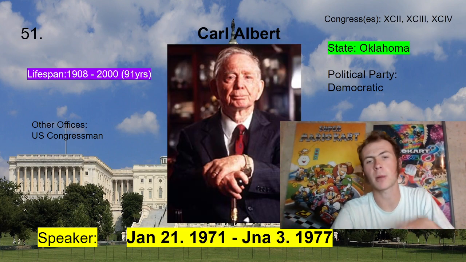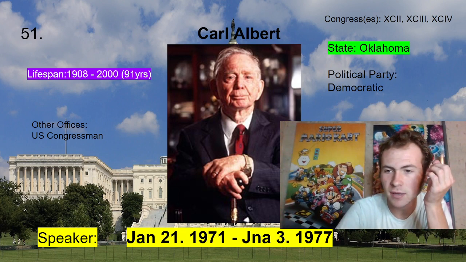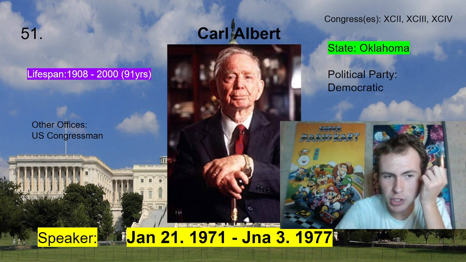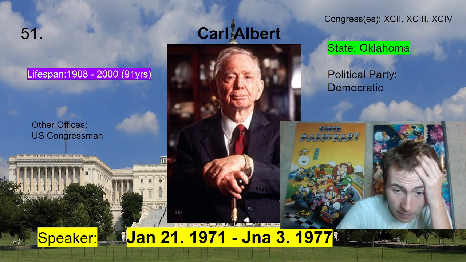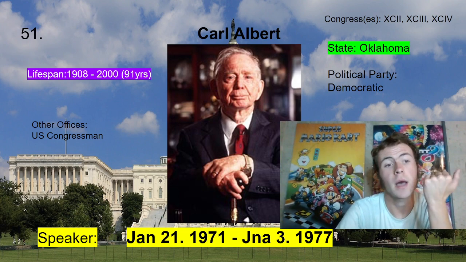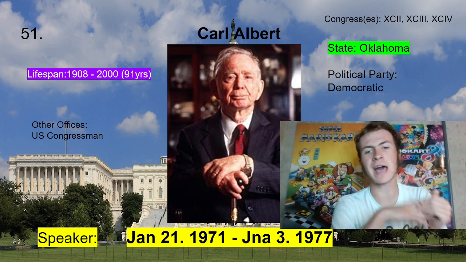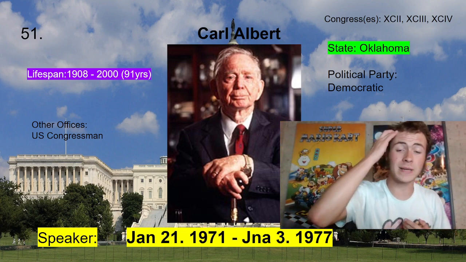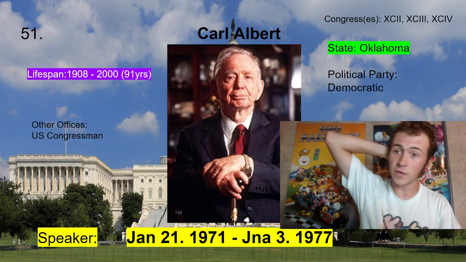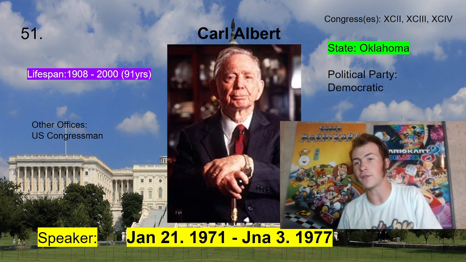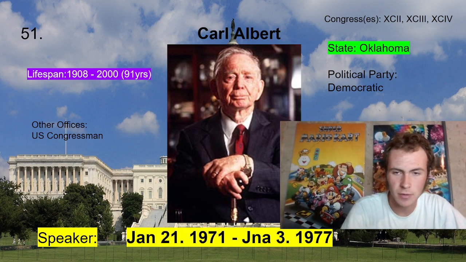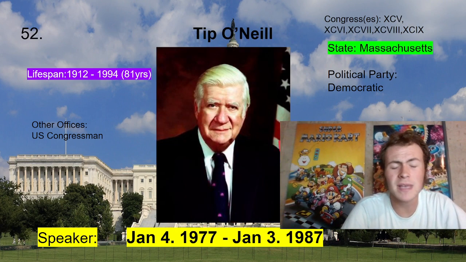Next up is Carl Albert. Carl Albert was known as the little giant, I think was what he was known as. Because he was a pretty short guy, but he had some power. He lived from 1908 to 2000, 91 years. He was a Democrat from Oklahoma, presiding over the 92nd, 93rd, and 94th Congresses from 1971 to 1977. 3 terms.